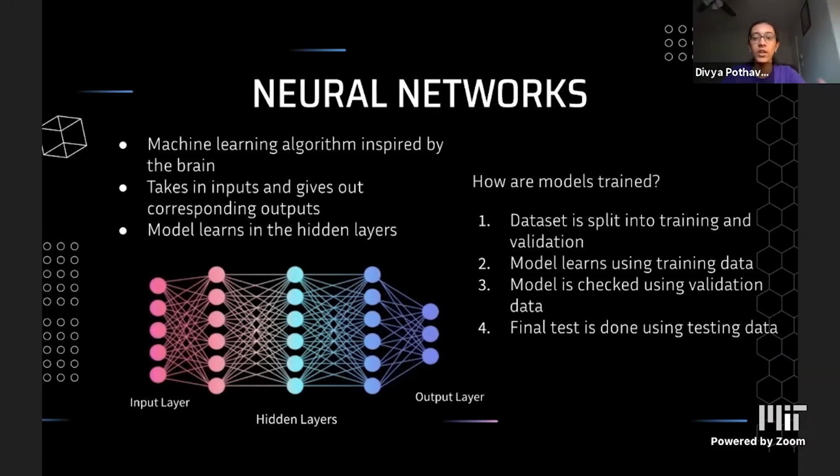So models are trained first when the data set is split into training and validation data. So our data set are the images from Kaggle. The training data is then passed through the model, and the model learns using this data. And the validation data is used to check how the model is doing based on what it has learned from the training data. And after multiple runs of this, a final test is done through the testing data.